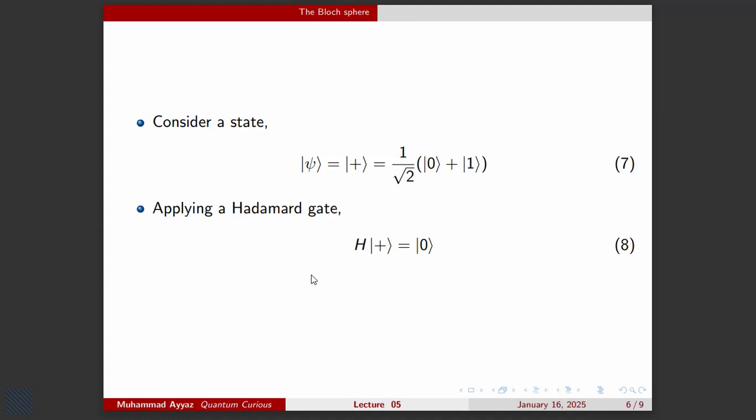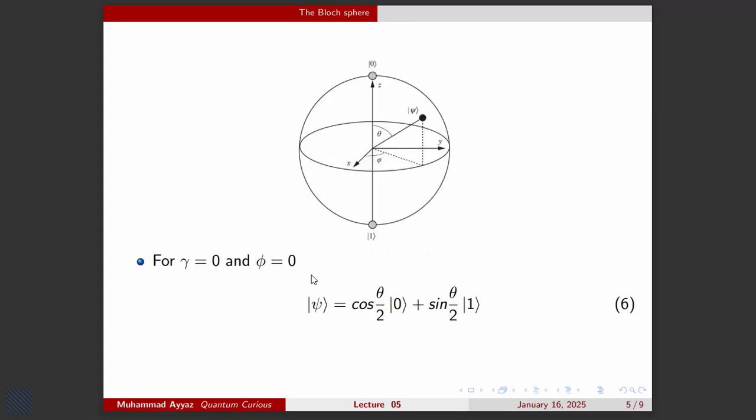a 0 state. So the plus state is along the x-axis because it is an equal superposition of 0 and 1. And when we apply a Hadamard gate or transformation on this qubit, we transform or rotate it along the z-axis, that is the 0 state. So the Hadamard transformation corresponds to a rotational transformation in the Bloch sphere. So we could visualize or interpret the quantum transformations as rotational transformations in the Bloch sphere.